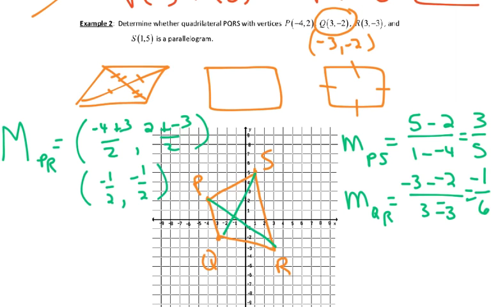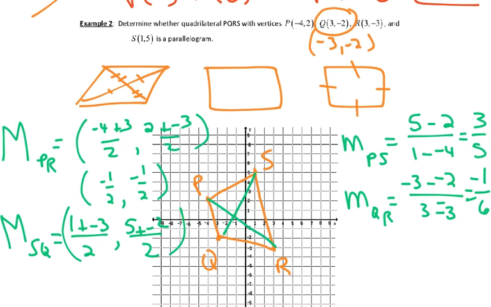Is it in the same location as the midpoint of SQ? The midpoint of SQ is going to be (1 plus negative 3) over 2, (5 plus negative 2) over 2. So it's going to be at negative 1, comma 3/2. The fact that they don't have the same midpoint means it's not a parallelogram.